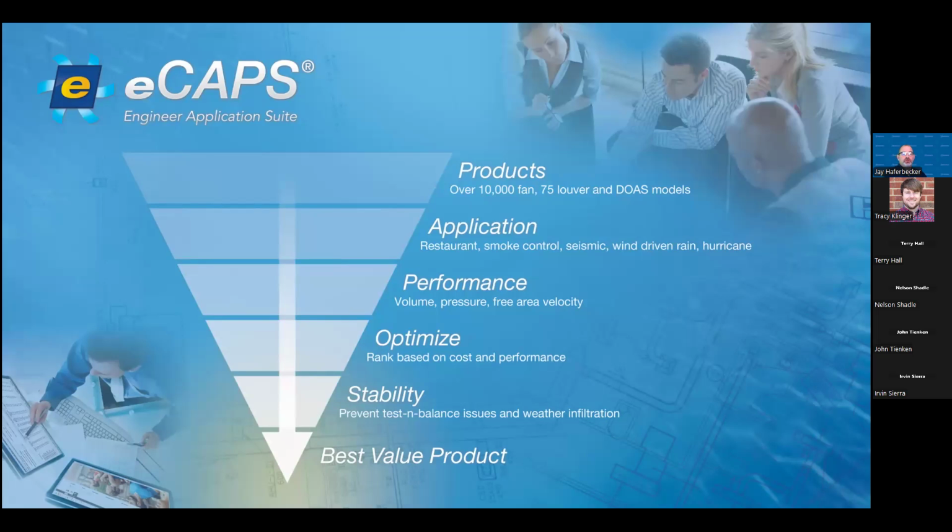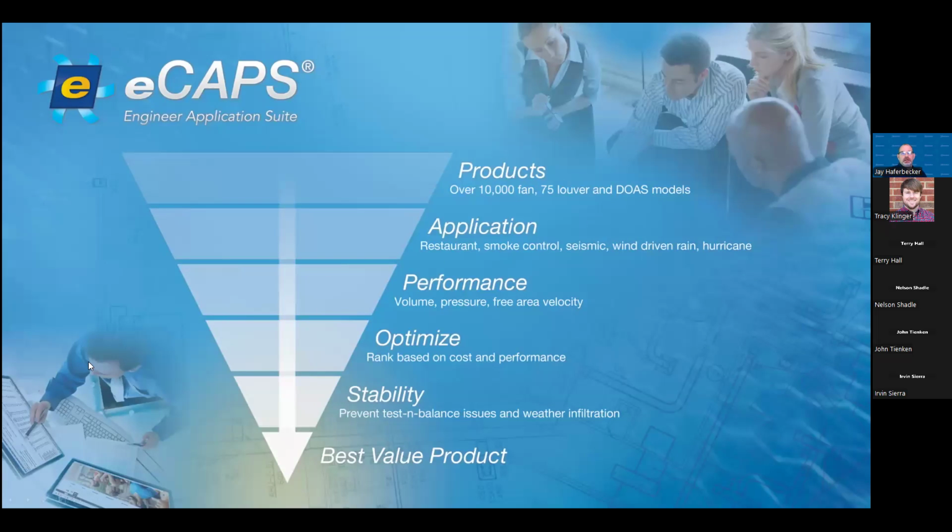So envision this triangle on the screen there as a funnel, okay? And at the top of that funnel are those 10,000 selections. And what we do is we ask you just the right questions along the way to guide you towards that best value product. That's that delicate balance between a great performing unit, but not at a huge price premium either, and then also having a stable selection.